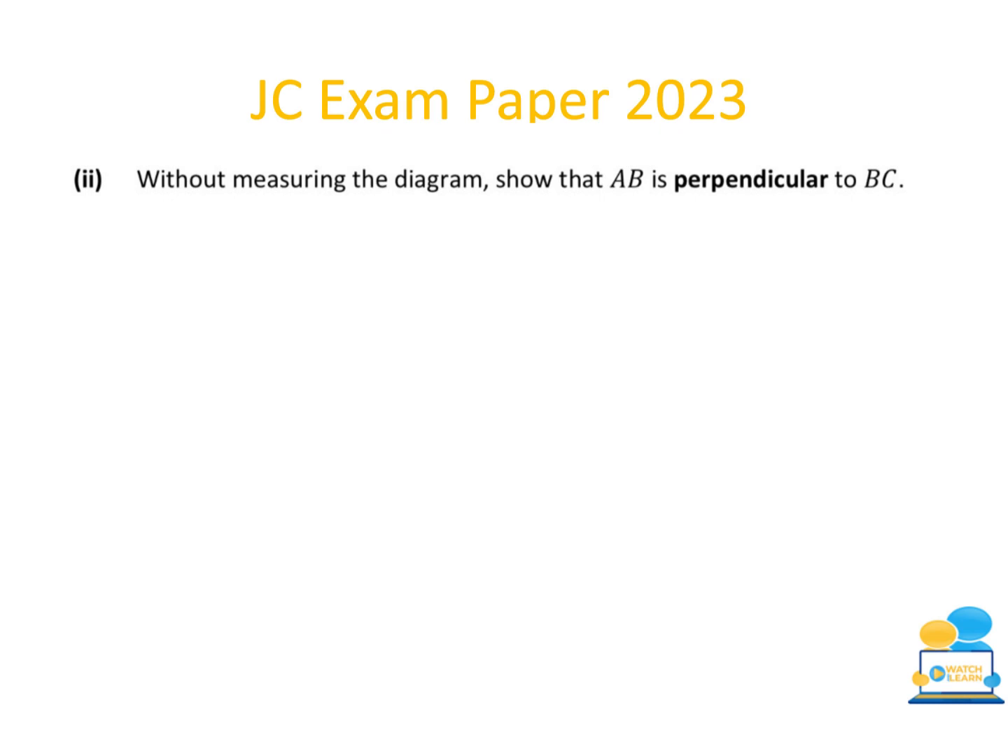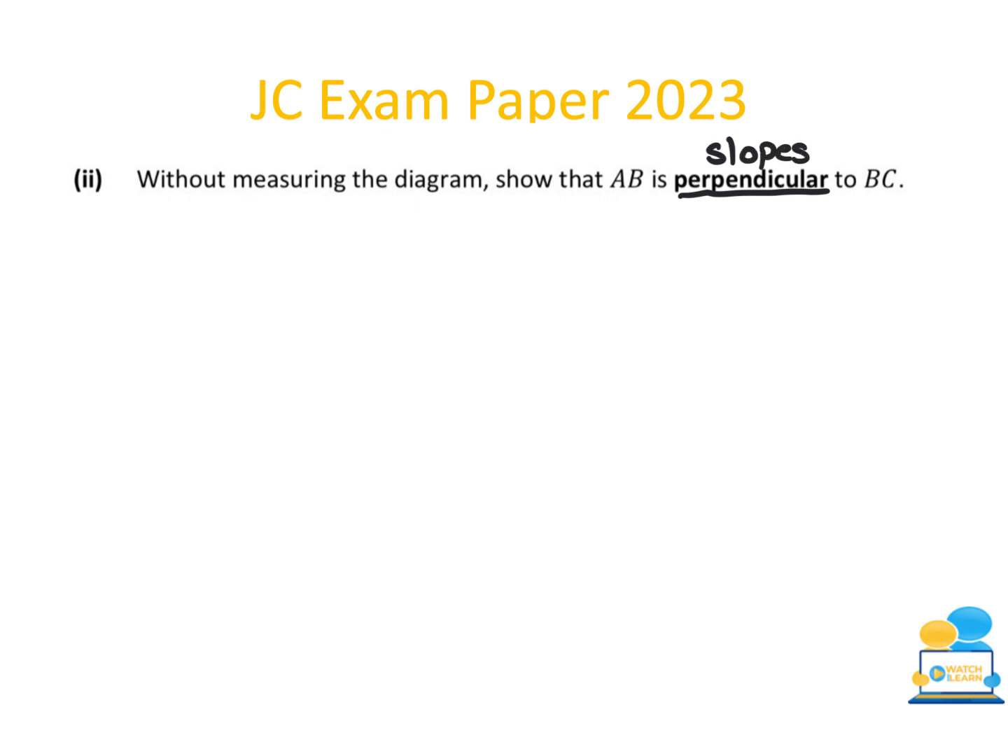The second part of this question asks us to, without measuring the diagram, show that AB is perpendicular to BC. So they don't want you to get your protractor out and measure the angle in between the line AB and BC, which if it was perpendicular should be 90 degrees. They want you to use coordinate geometry to show that they are perpendicular to each other. When they talk about perpendicular or parallel lines in coordinate geometry, they want you to talk about their slopes.